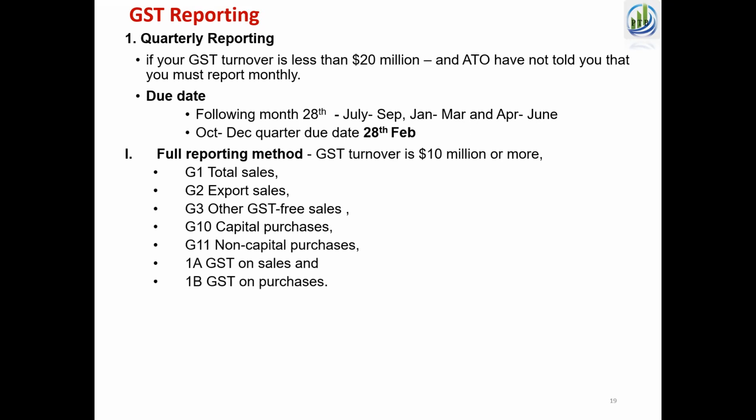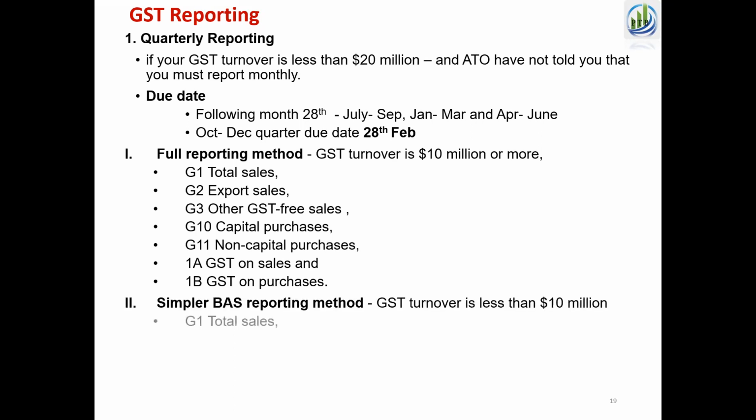Who should do the full reporting? If your turnover goes to more than 10 million in a year, you must do the full reporting. If your turnover is less than 10 million, you can do the simpler reporting, where you are going to report G1 and 1A and 1B. You can see only G1, 1A and 1B. That's called simpler reporting. Who can do the simpler reporting? Who has less than 10 million turnover.